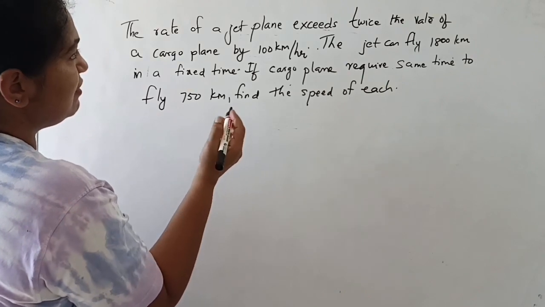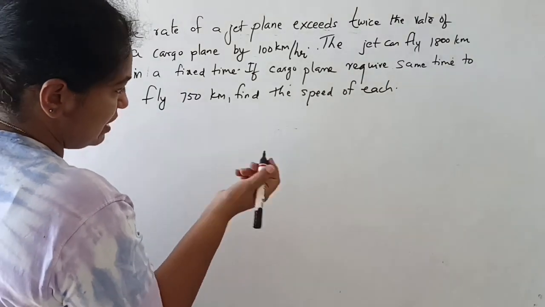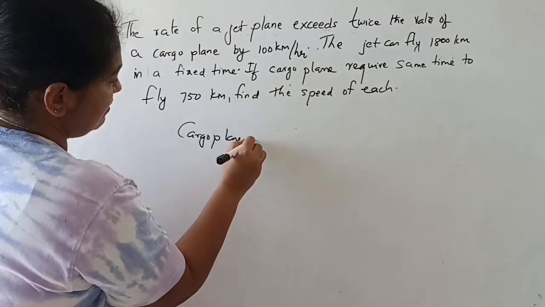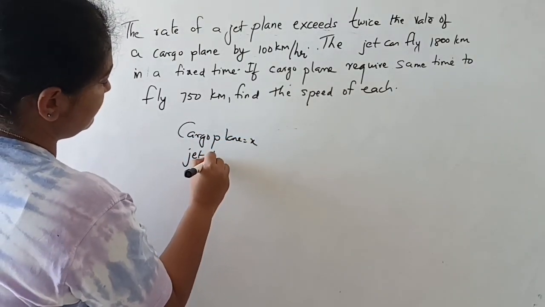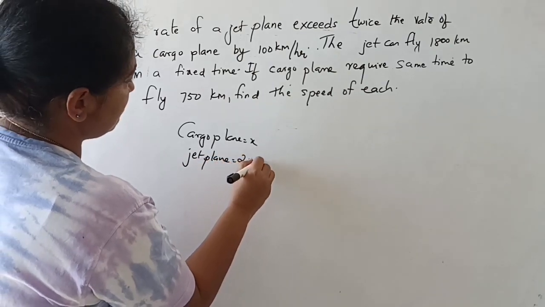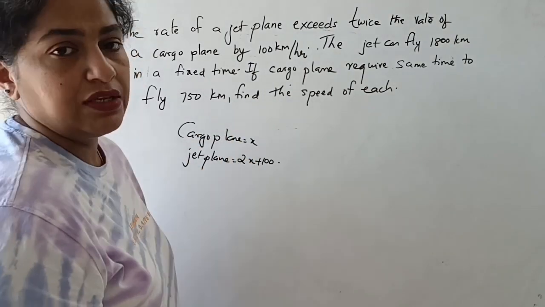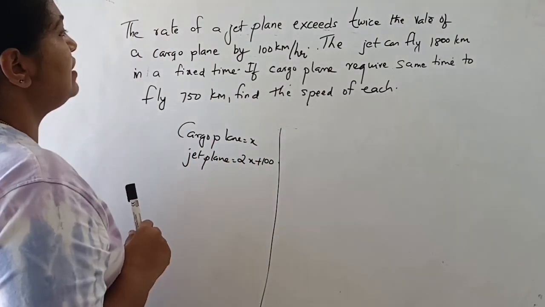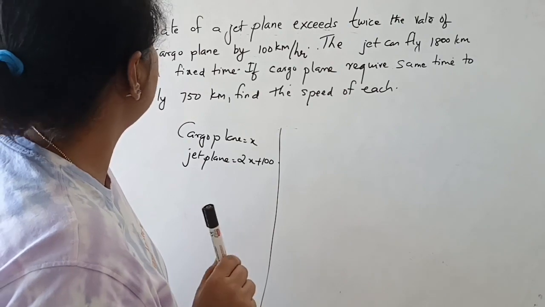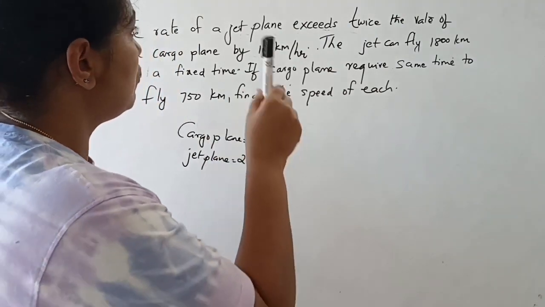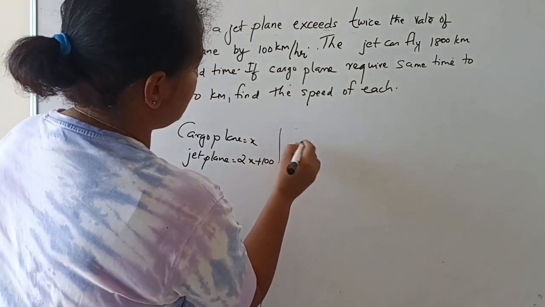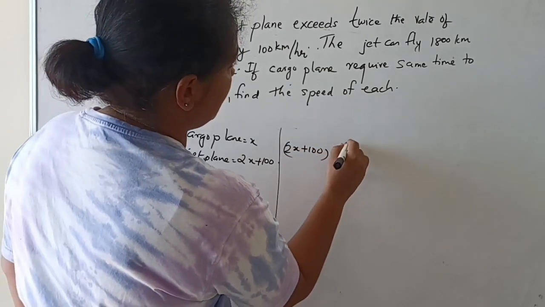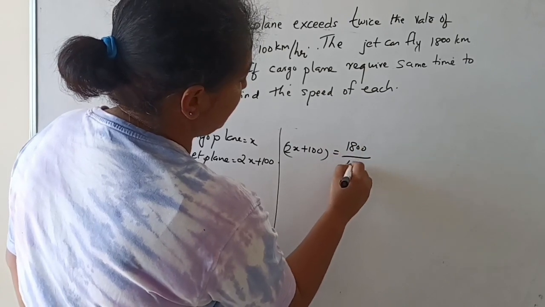So let us see in this particular sum what is the situation. The rate of a jet plane exceeds twice the rate of a cargo plane by 100 km per hour. So what is the speed of the cargo plane? It is x. So what is the speed of the jet plane? It is 2x plus 100. So this is our situation. Now, the jet can fly 1800 km in a fixed time. Okay. So my progression is that the speed of the jet plane, which is given by 2x plus 100, is equal to distance divided by a particular time.